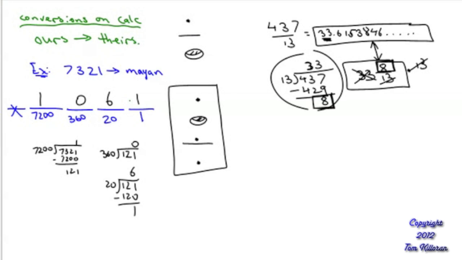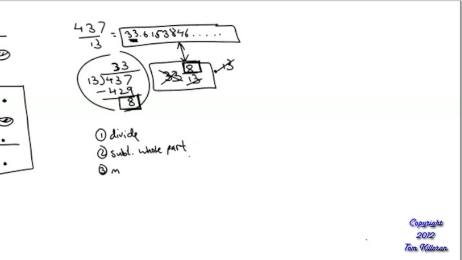Okay, so 1, divide, 2, subtract the whole part, and 3, multiply by what you divided by. This will always work. So ready? Let's try another one. Let's kind of match it up to that one over there. 14,387, and I want to make it a Mayan number.